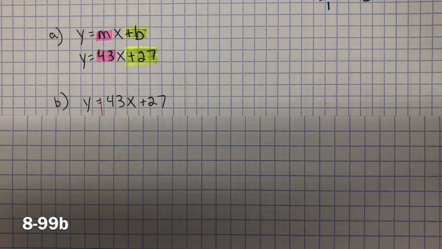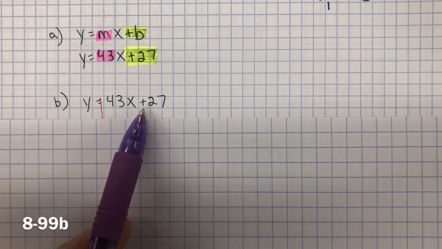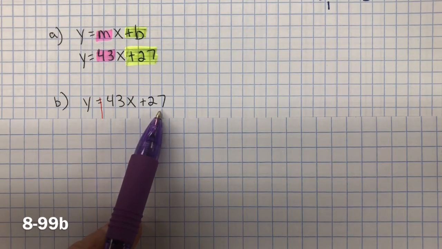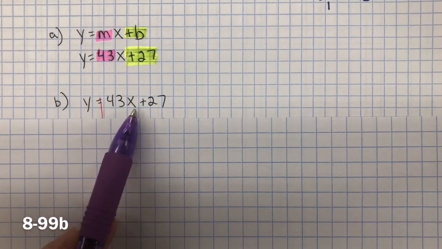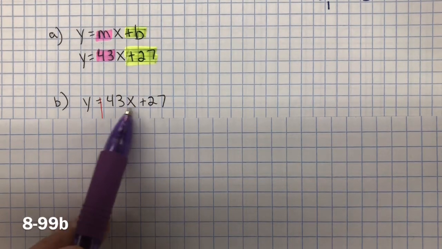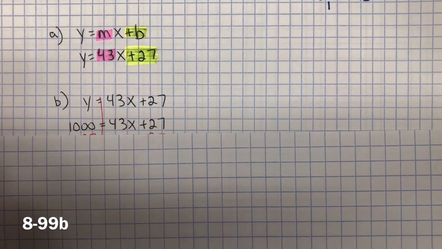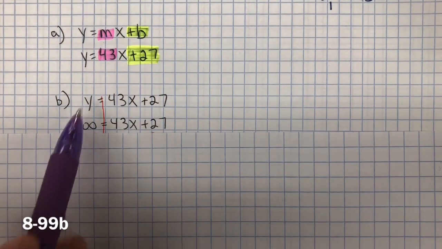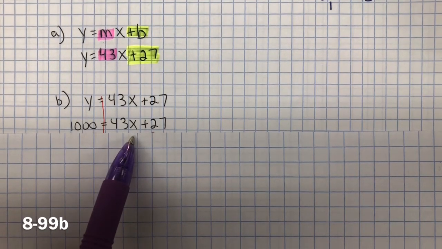For part B, we need to determine when Francis will have more than $1,000 in his account. So now we can use this rule, y equals 43x plus 27, to determine that. Y represents the total money in his account. X represents the days. So we want to find out how many days it takes if he has $1,000 in his account. So here, the y represents $1,000, and now we solve for x because we want to know how many days.